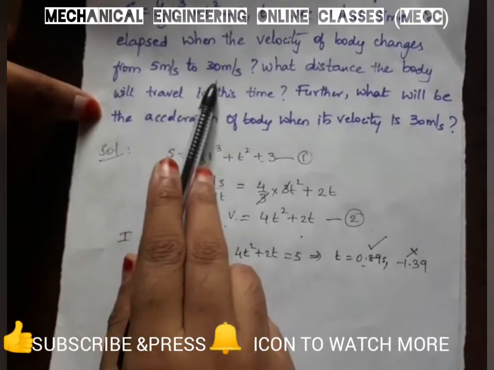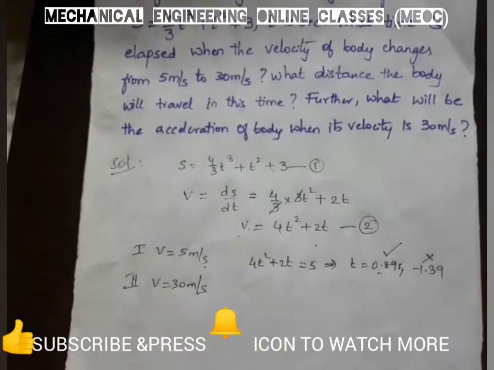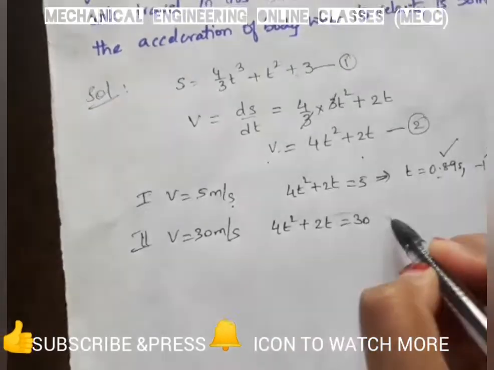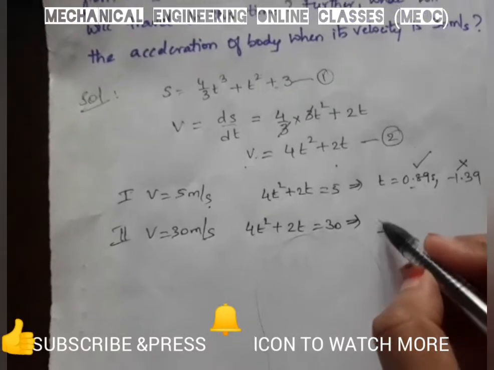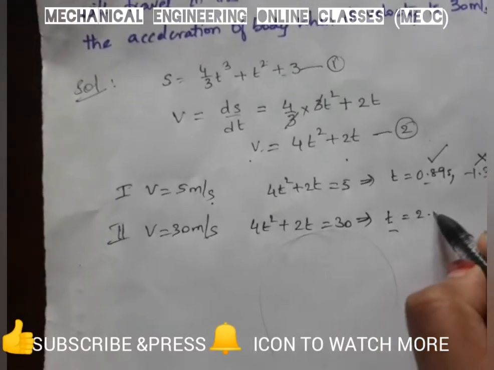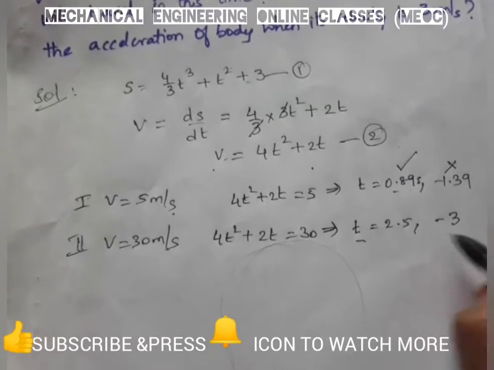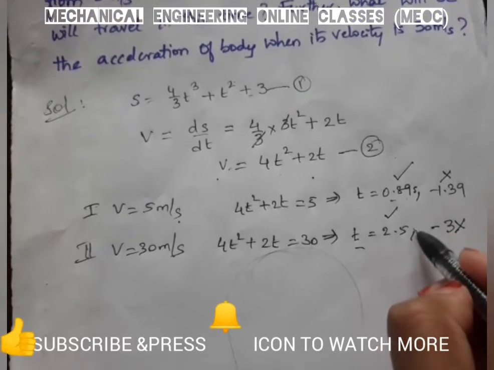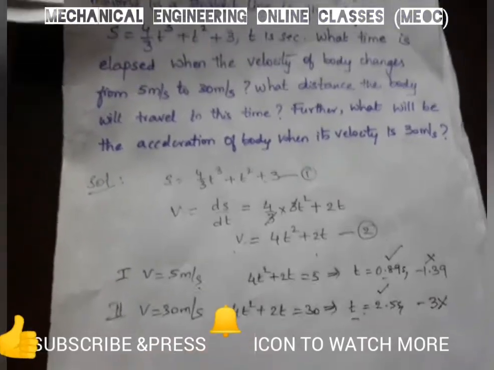The second case, when velocity is 30 meter per second. So 4t square plus 2t is equal to 30. Solving this quadratic expression, we get t is equal to 2.5 and minus 3. This is negative, so time cannot be negative. We neglect this. We pick t as 2.5 seconds when velocity is 30 meter per second.